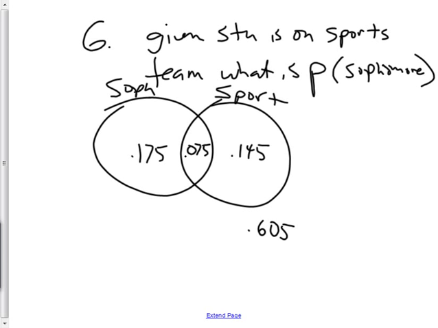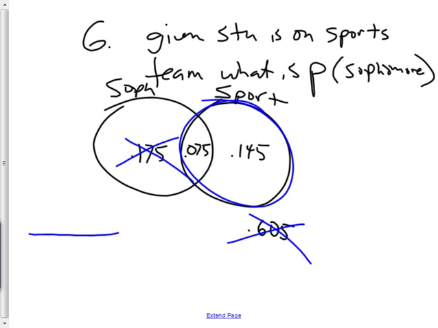All right. Now, as soon as it said, given that the student is on a sports team, do you get that I only can use these 2 numbers and I cannot use those? Because when they say given that they're on a sports team, those are the only things that are possible, the ones I circled there. So remember, the probability is always what you want over what's possible. What's possible is these 2 things added together. And so I got to add 0.075 plus the 0.145. Those are the only things possible.